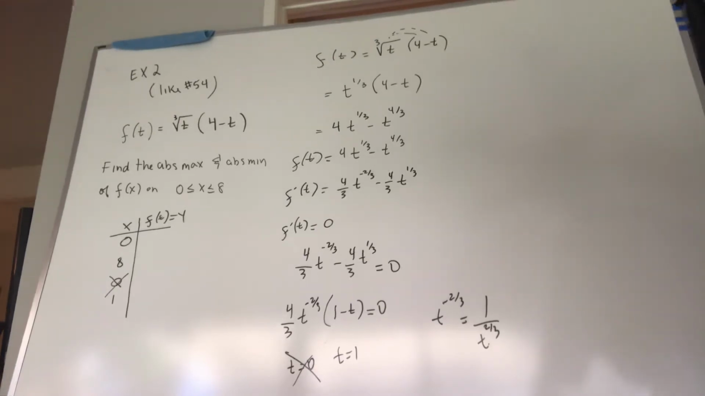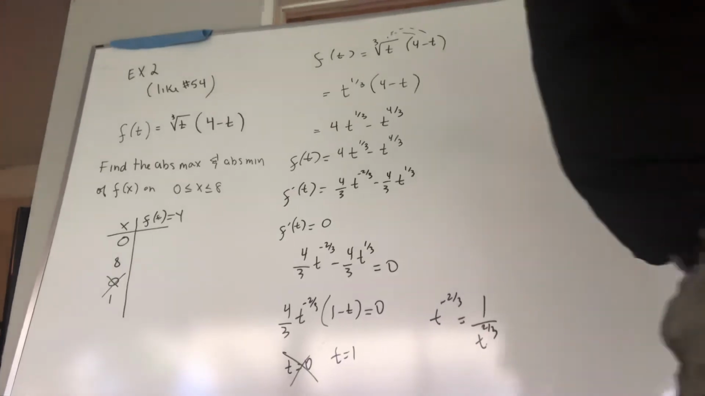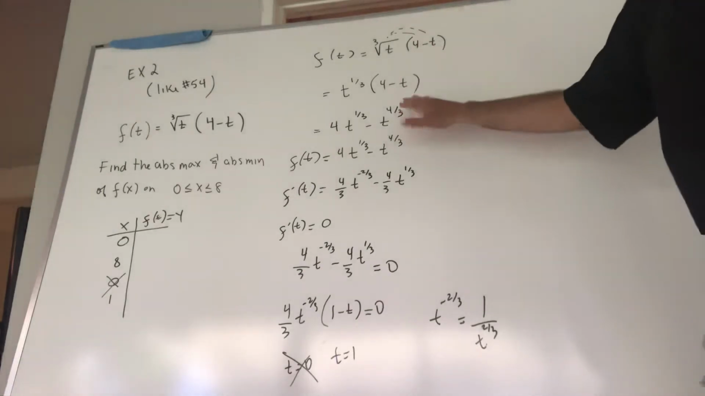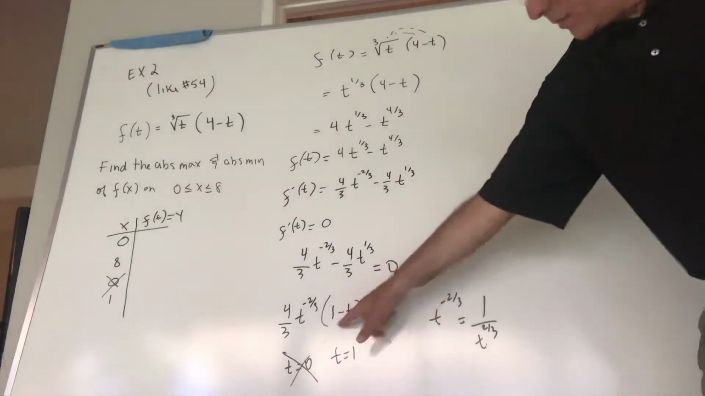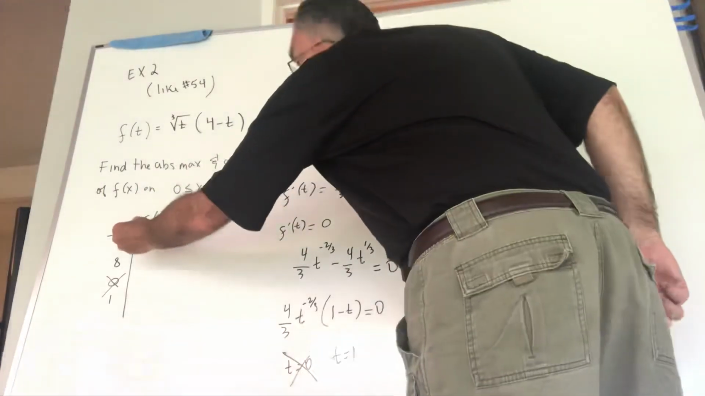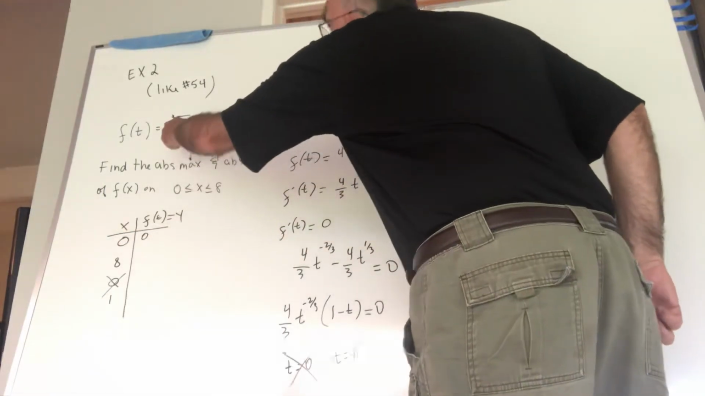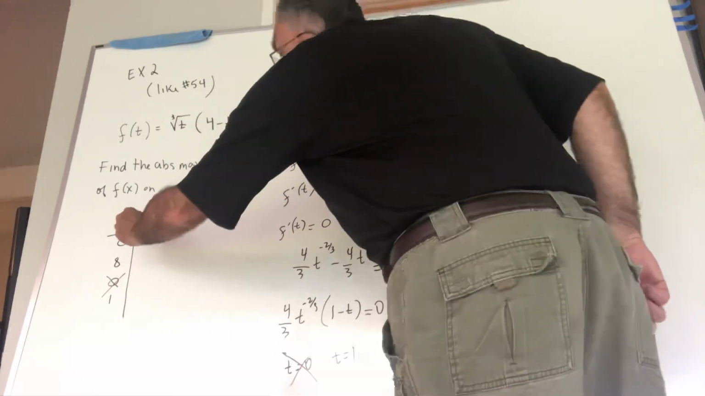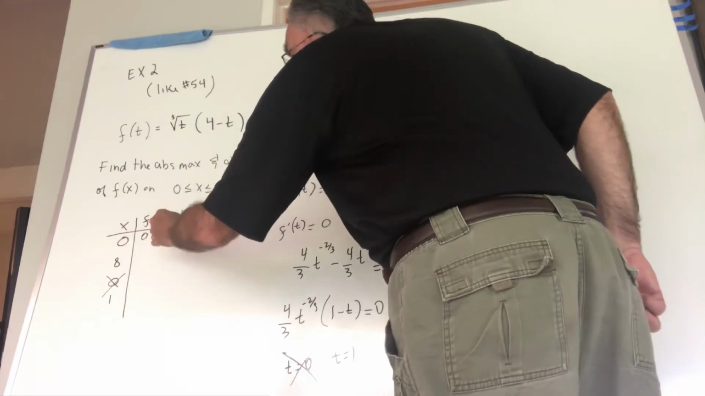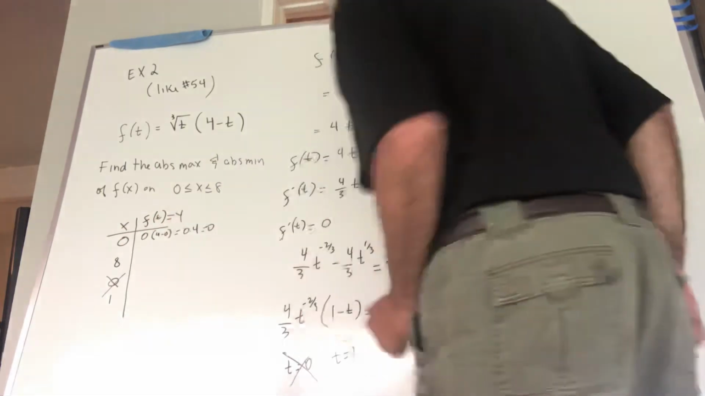Okay, so I've got to check 0, and I've got to check 8, and I've got to check 1. Now notice that the first step, taking the derivative, is a little bit trickier, and then solving is a little bit trickier. So the work's getting a little more challenging in 54 than it might be in 47. So now when I put 0 in, I get 0, because 0 to any power is 0. 0 times 4 minus 0, I get 0 times 4, which is 0.